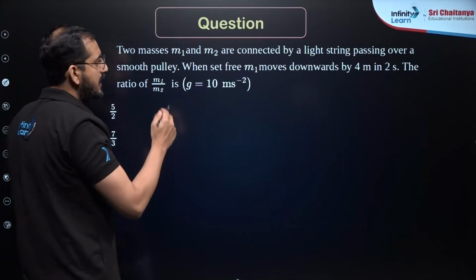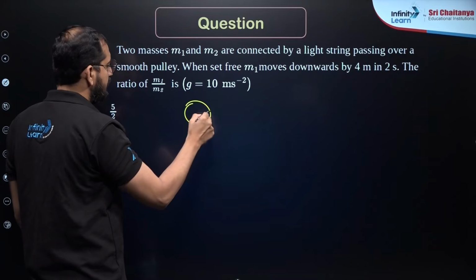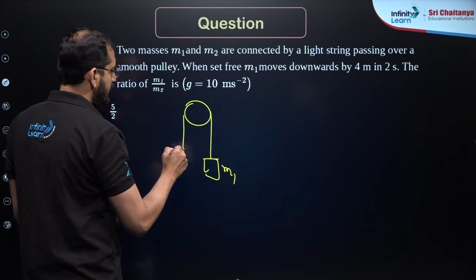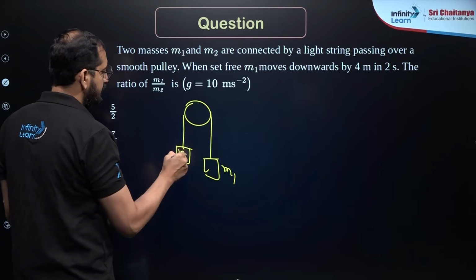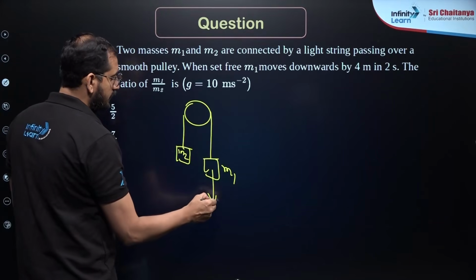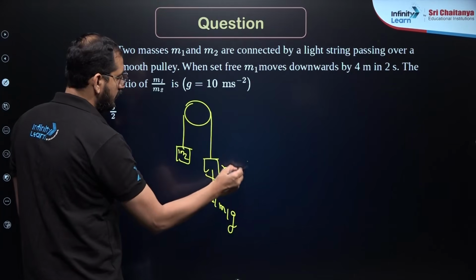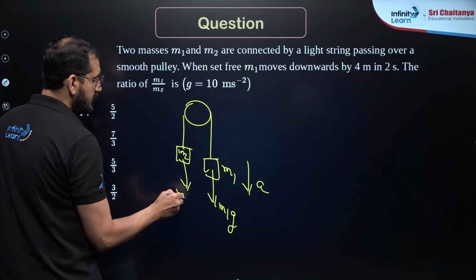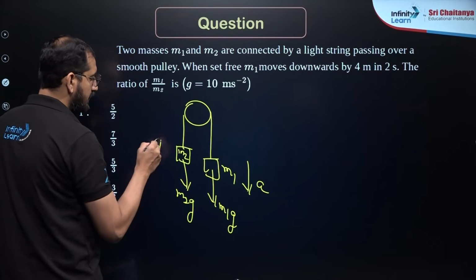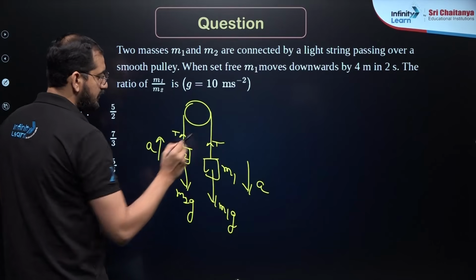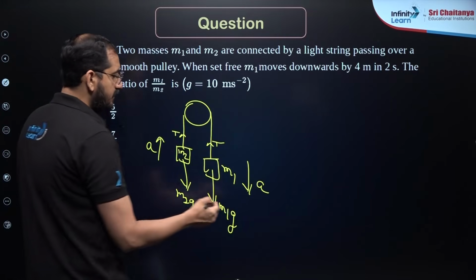So there are two masses M1 and M2. Imagine a pulley. M1 is here and M2 is here. M1 moves downward. Because of M1G, it's going downward with some acceleration A. And here M2G is acting. It's going with upward acceleration A. Tension T is same in both the strings. And I want to find this acceleration A.